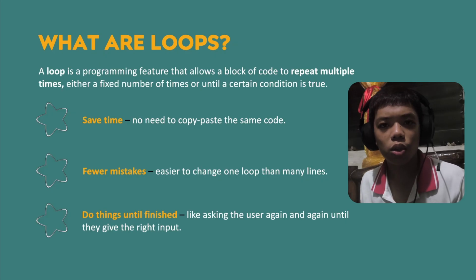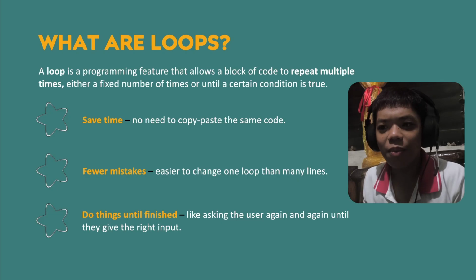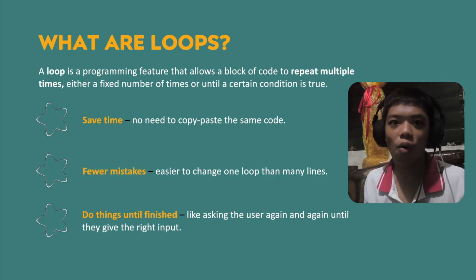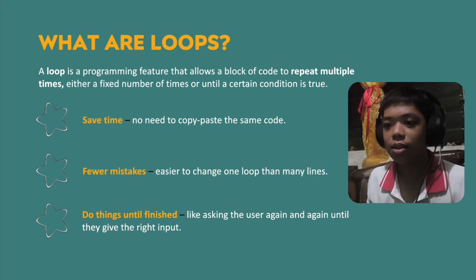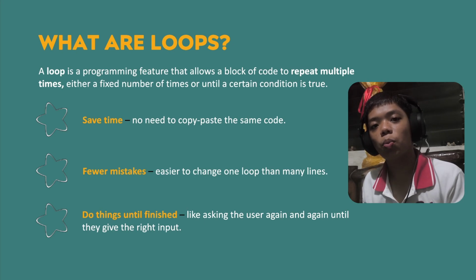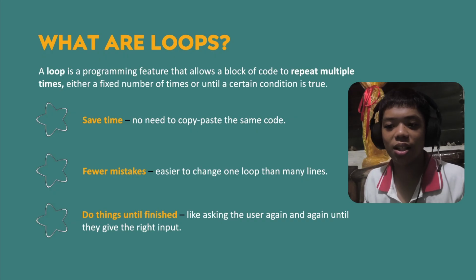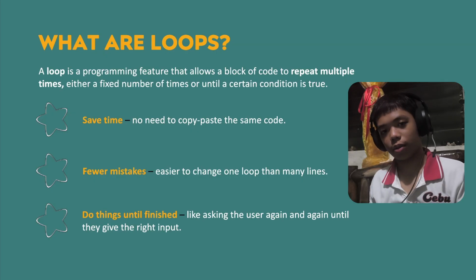So why do we use loops? To save time, with no need to copy-paste the same code over and over again. Fewer mistakes, since it is easier to change one loop than many lines. And to do things until finished, such as asking the user again and again until they give the right input.